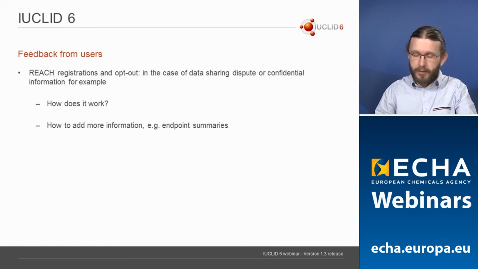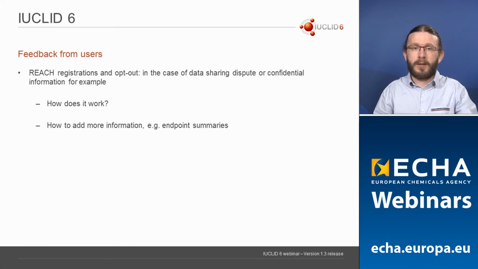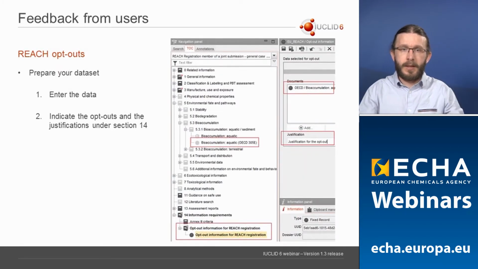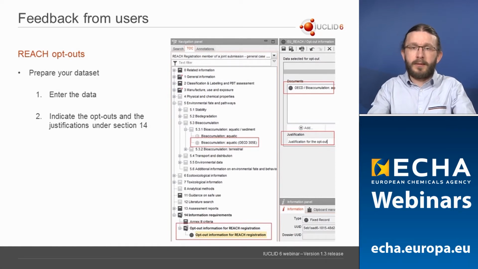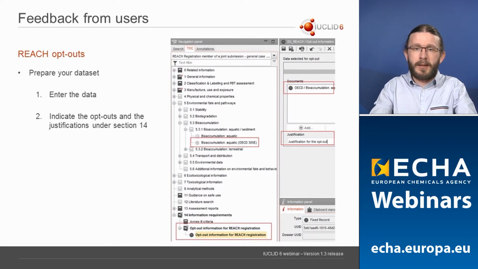And I wanted to show you in a few slides how it works with Euclid 6 and how to add more information as a member of a joint submission. So for all the opt-outs, if you need to submit data because you cannot share it with the rest of the joint submission, you first need to enter this data in your Euclid dataset. So you still access your dataset using the correct filter, which would be for a member of a joint submission, and then you enter the data, in this example a bioaccumulation study summary under section 5.